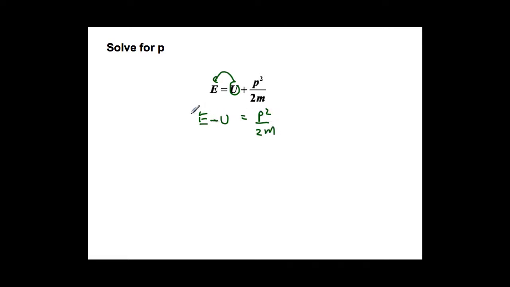Now, in a way, I can do away with the addition and subtraction if I think of this as one term. Since now thinking of this as one term, all I've got are terms which are being multiplied and divided. I can move the 2m diagonally up. So I've got 2m quantity e minus u is going to be equal to p squared. And then, of course, what I can do is take the square root of both sides. And there we go. That's p.